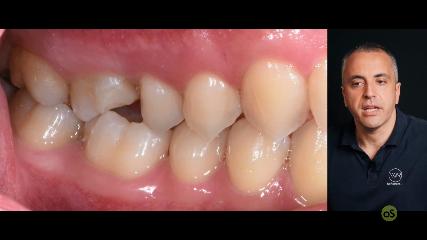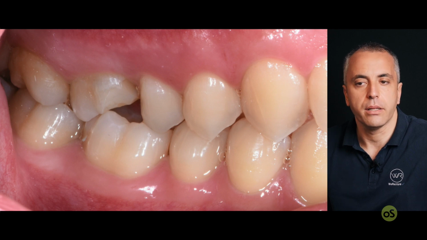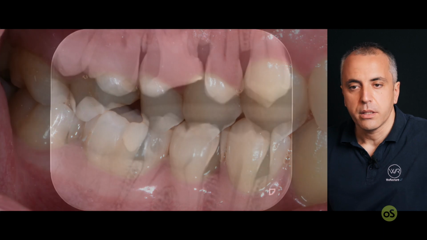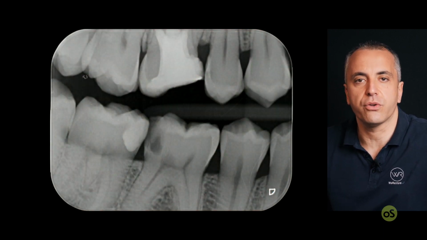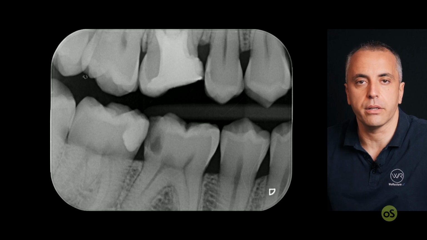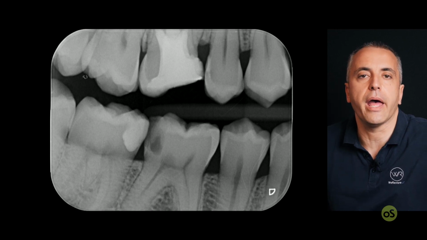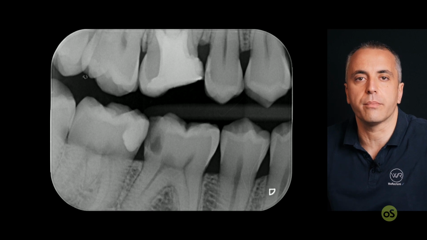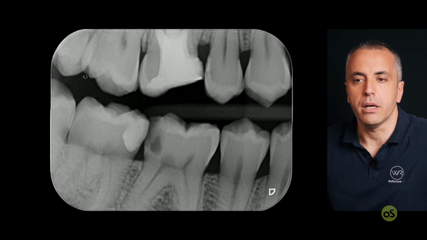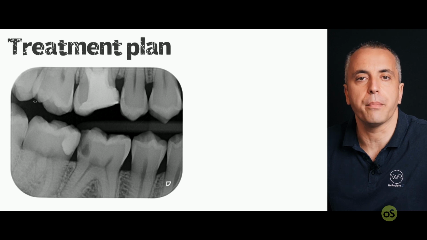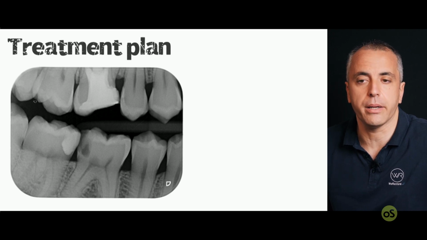This is the side view and the occlusal relationship between the upper and the lower. This is the X-ray. First of all, I want to say that the lower part is not part of this video and has already been restored, and you will see the final outcome also on the X-ray at the end. This is the X-ray where we can see the situation, and so let's talk quickly about the treatment plan.